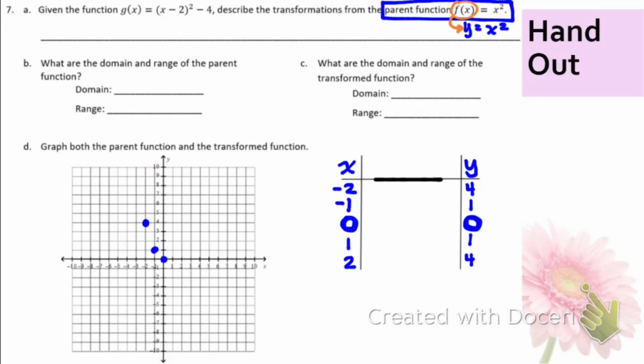-1, 1, 0, 0. That was not an invitation to just put it in your lap. You need to put it away, sir.